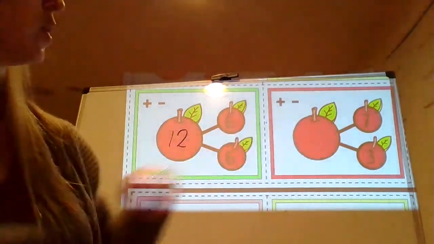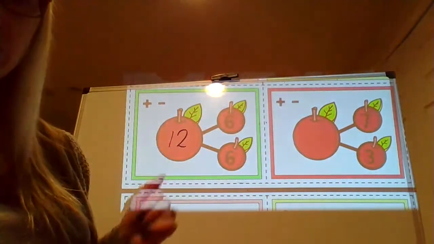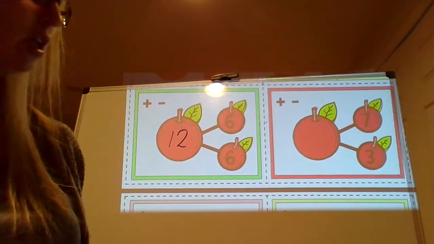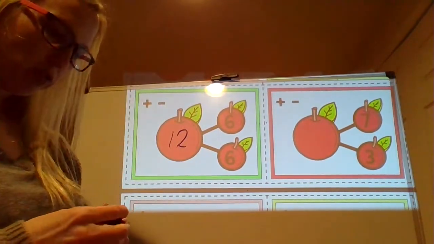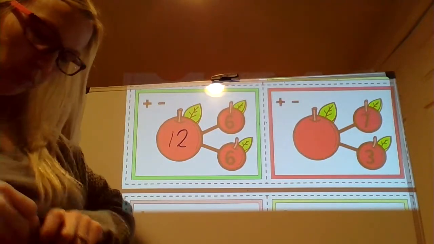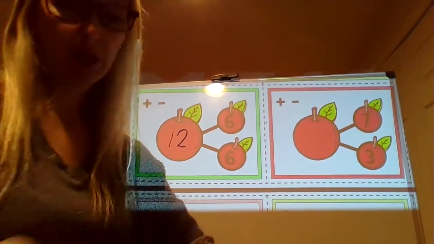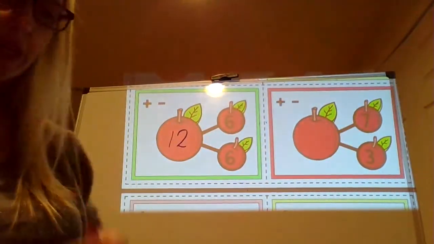Okay, let's do this one. We have a 7 and a 3. We need to figure out what 7 and 3 makes together. Okay, so make a pile of 7 and make a pile of 3. A pile of 7, count out 7 items, and then a pile of 3 items.